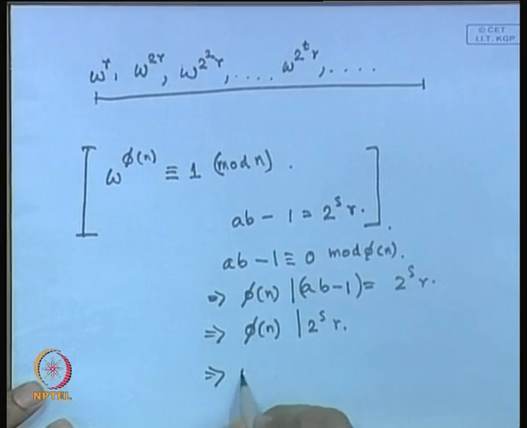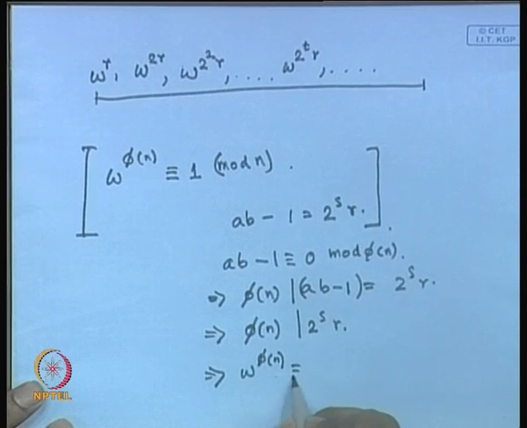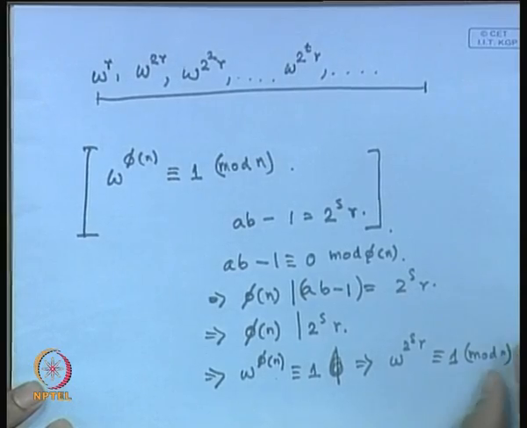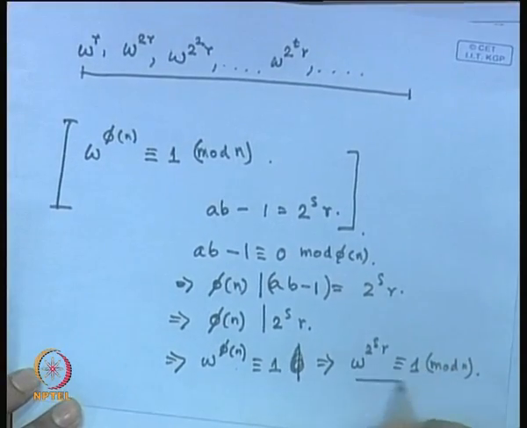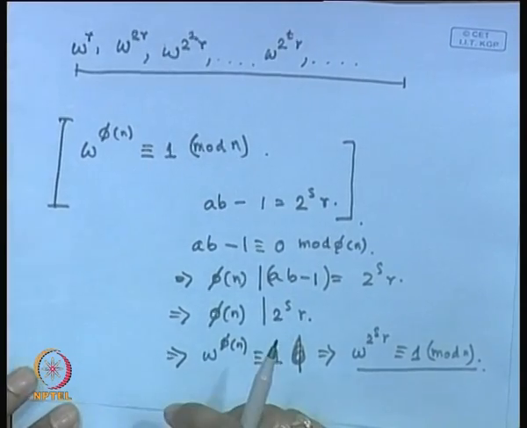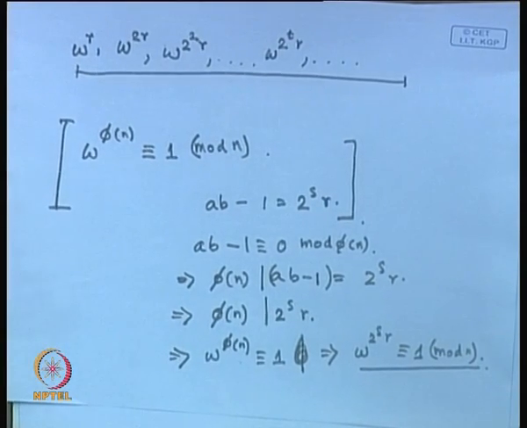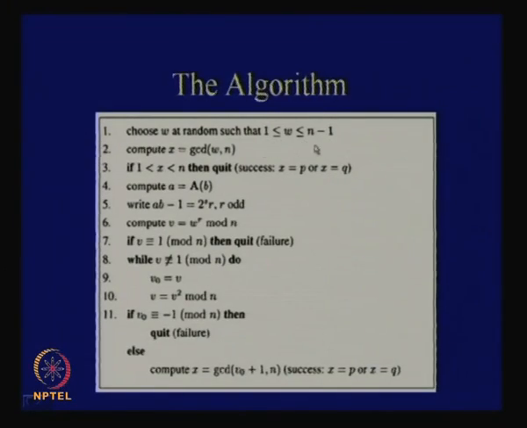So, that means that if w power phi n is equal to 1, then w to the power of 2 to the power of s r should also be equal to 1 modulo n. So, at least when this t value reaches s, you should definitely get 1. For this, w should belong to Zn star. The choice of w is from 1 to n minus 1, so that 0 is not chosen and neither is n. So, do you see why this loop will definitely terminate? There should be at least one value for which it will terminate. Therefore, this algorithm is bound to terminate, and it will definitely give you one result.